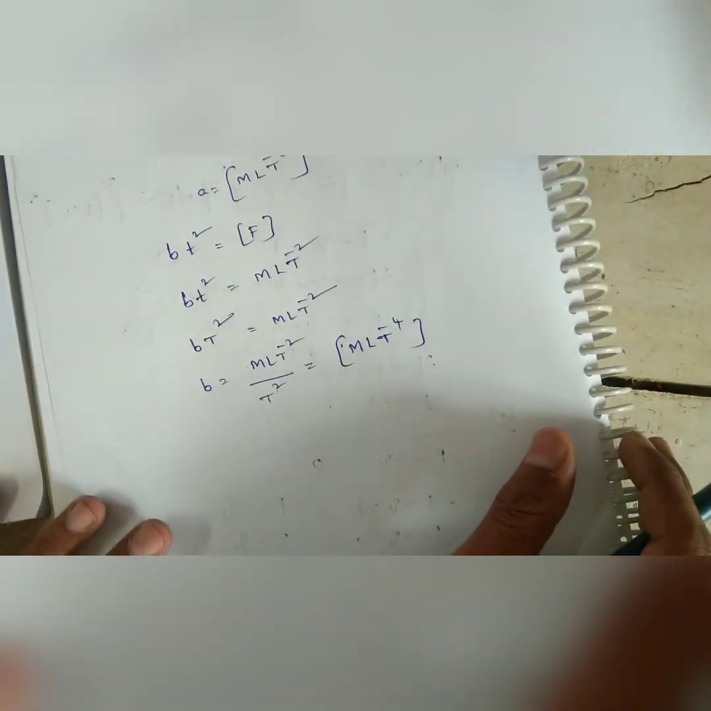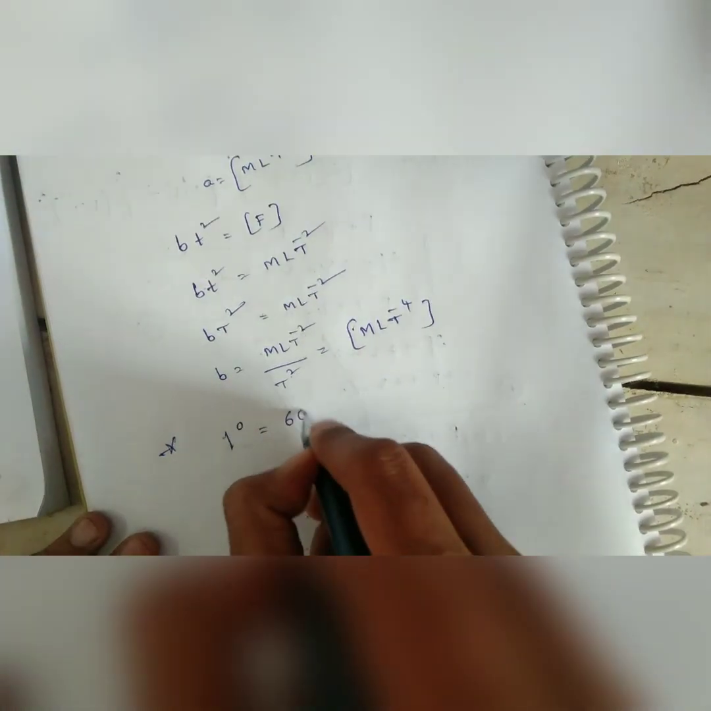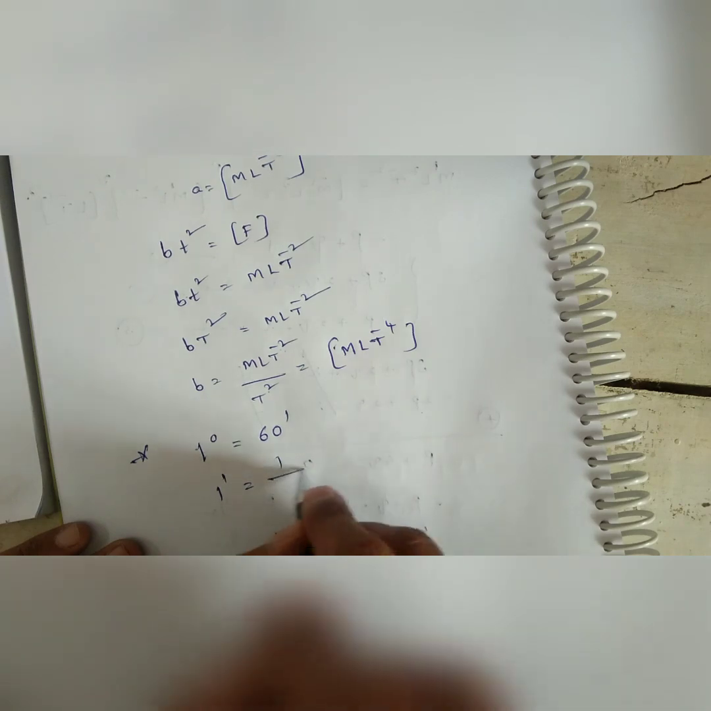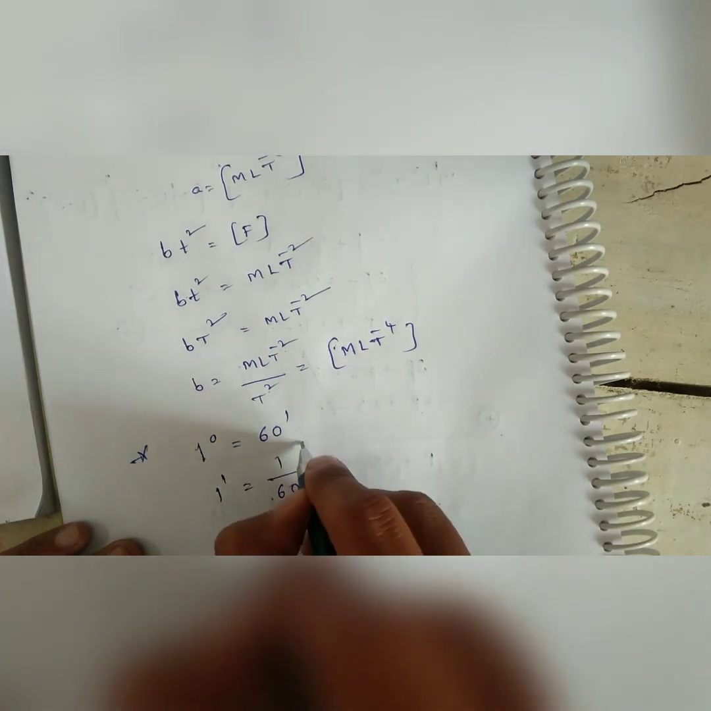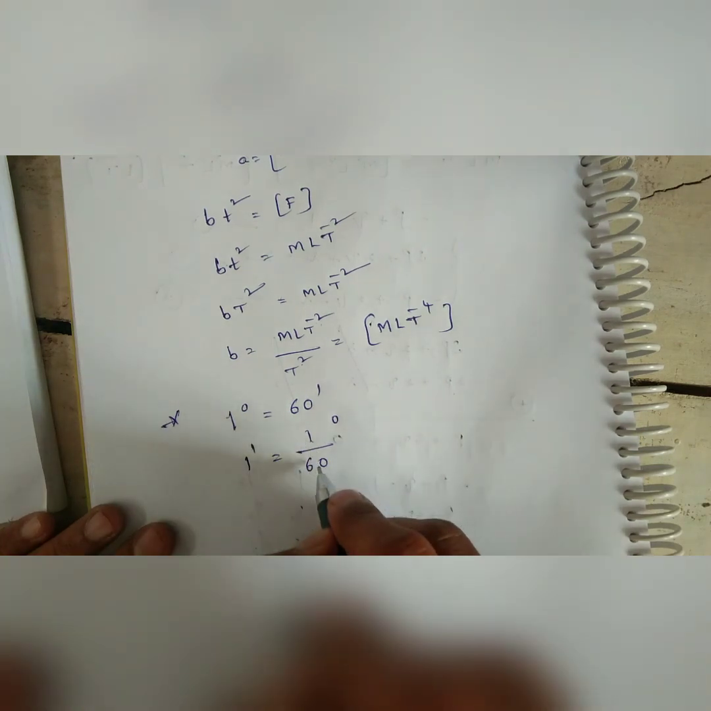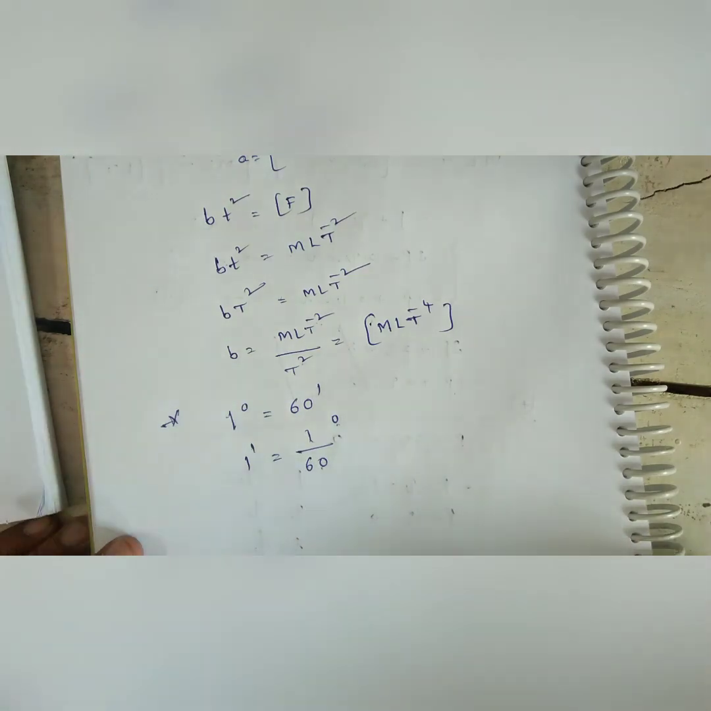1 degree is equal to 60 minutes. 1 minute is equal to 1 by 60, by cross multiplication, 1 by 60 degree. Okay, so at first I need to consider here 1 minute of arc in radian is nearly equal to, so that is nothing but 1 by 60 degree. I need to convert degrees into radians.